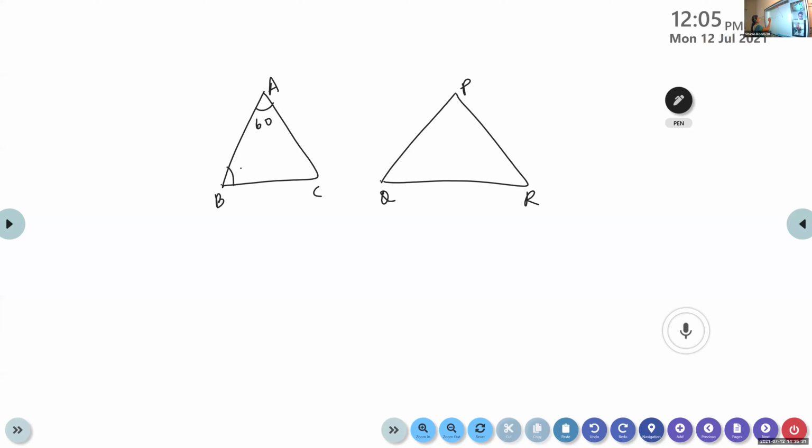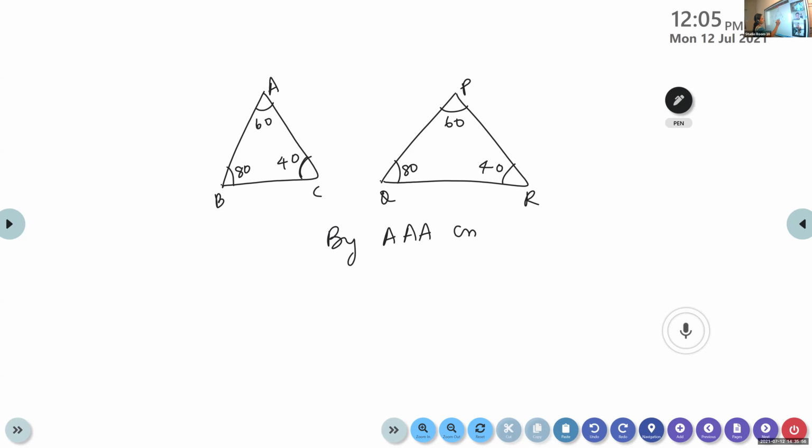So this is the triangle given: 60, 80, 40. Here it is again 60, 80, 40. This is what the question has given. You are asked to check whether they are similar or not. So what is the answer we wrote here? Are all the angles equal? Yes, ma'am.